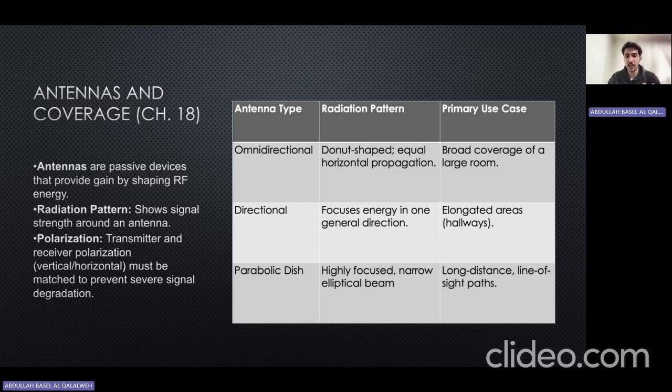Then we have the key takeaways: mastery of these concepts is foundational for designing, implementing, and troubleshooting robust wireless networks. So really, these two chapters are two of the most important chapters in CCIE and CCNP, because they explain so much about wireless things.